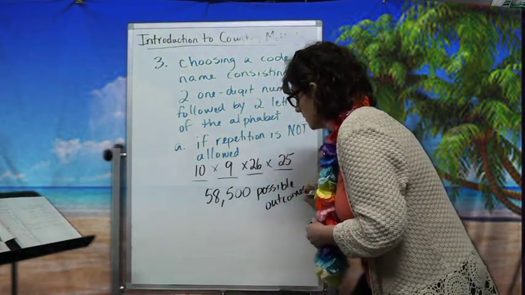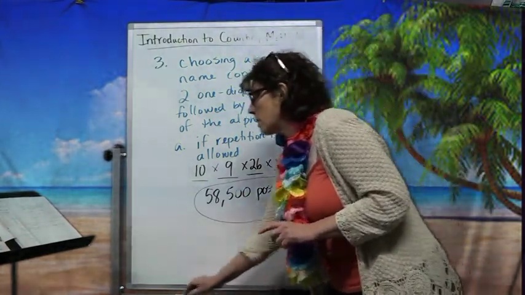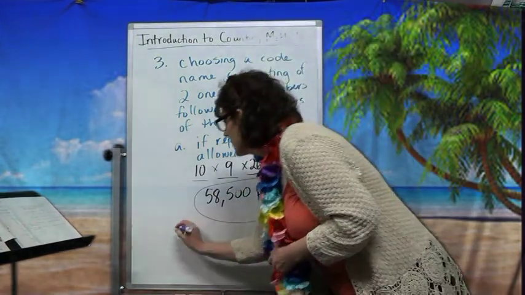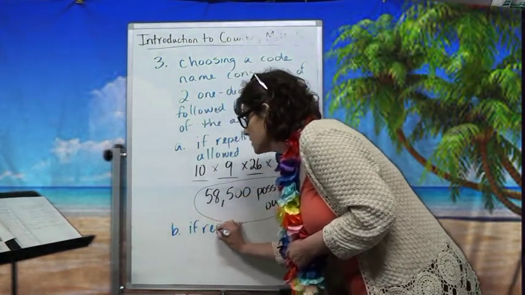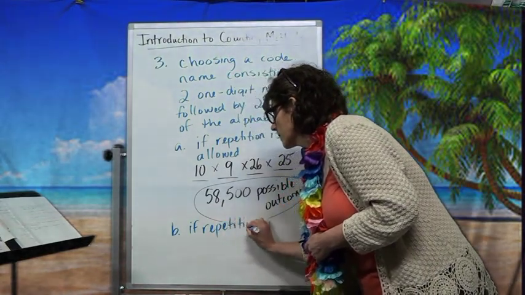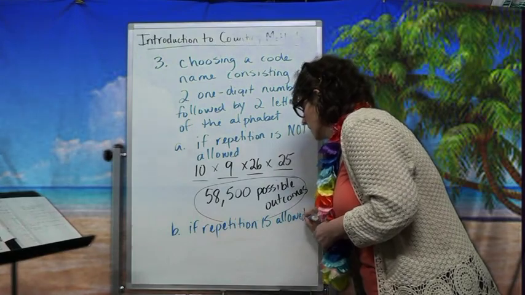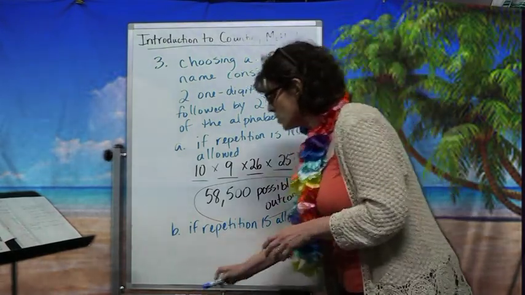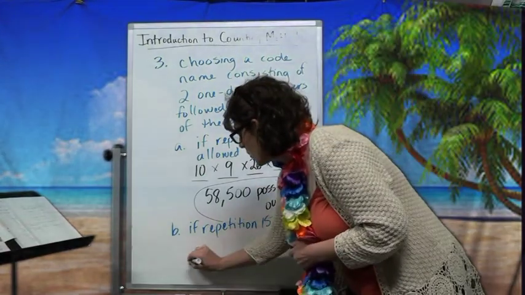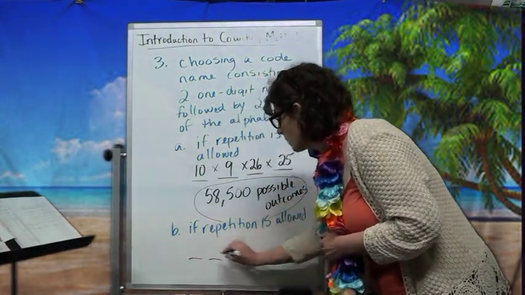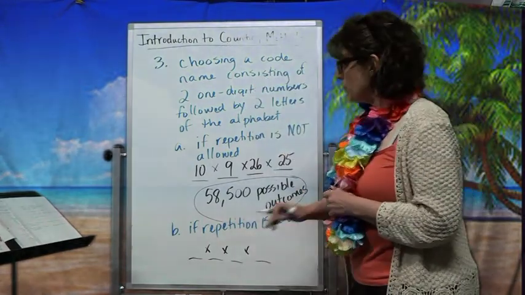Lots of outcomes there. But now let's switch the game up a little bit. This time, let's say, okay, repetition is allowed. So I have the same situation where I've got this code, 4 slots in that code. So 1, 2, 3, 4, I'm going to multiply all those numbers together. And I'm going to put a 1-digit number here.